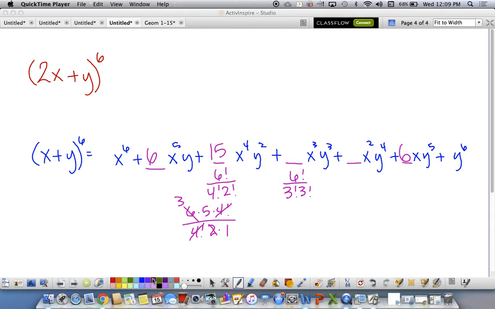Okay. Next one, 6 times 5 times 4 times 3 factorial over 3 times 2 times 1 times 3 factorial. Those cancel. 3 times 2 is 6. And I get 20. So then when I have a 2 and a 4, I know it has to go back to the 4 and the 2. That's 15. So this is my general, my original.